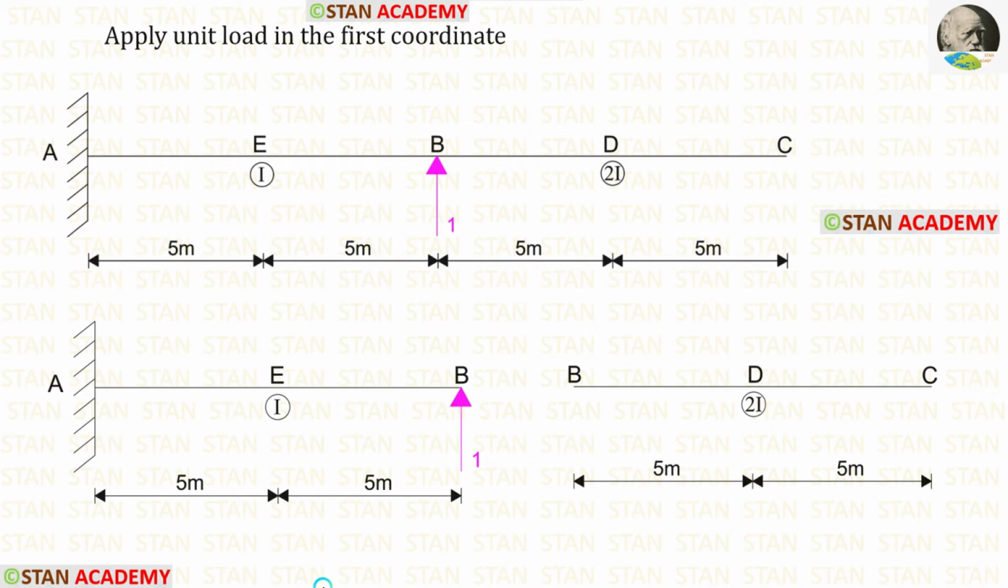We have found the moment M. Now we are going to find the moment M1. For that, we have to apply the unit load in the first coordinate. Then we can make the free body diagram. Let us assume that the unit load is applied just left of B, so no need to consider the right side part.